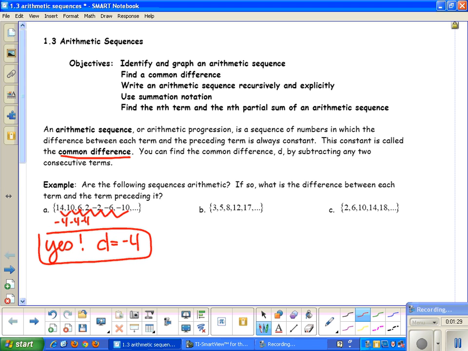So then for the next one, we do the same thing. If I look from this term to this term, the difference is 2 that I'm adding. But if I look from 5 to 8, the difference now is 3, and 8 to 12, the difference is 4, and 12 to 17, the difference is 5. Because I'm not adding the same number, I don't have a common difference, so this is not an arithmetic sequence.